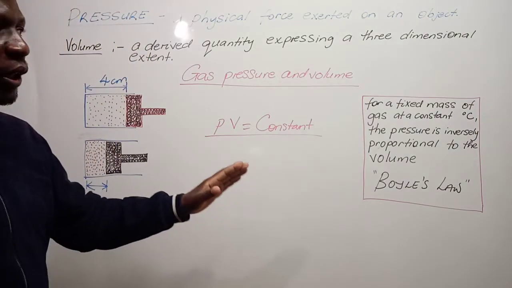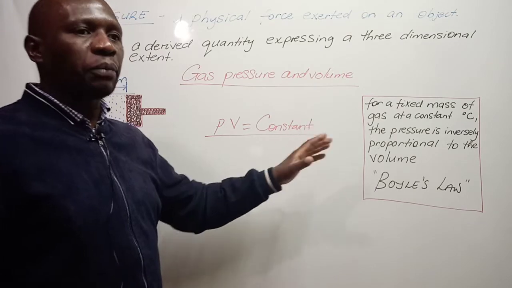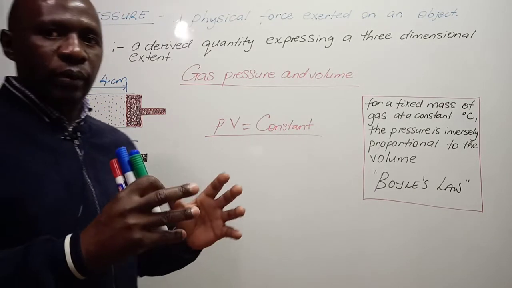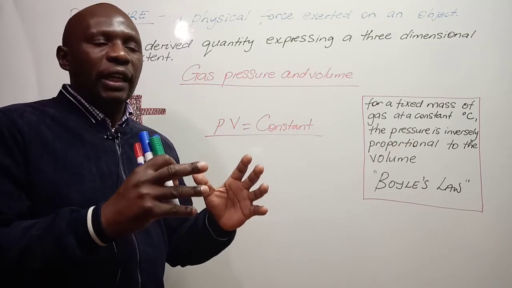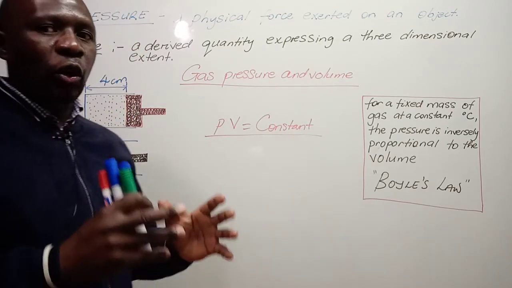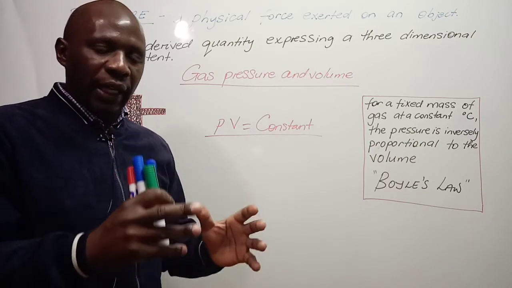Why does the temperature need to be kept constant? The temperature needs to be kept constant because when you reduce the volume in which a gas is contained, there is increased collision between the gas particles and the temperature will rise.